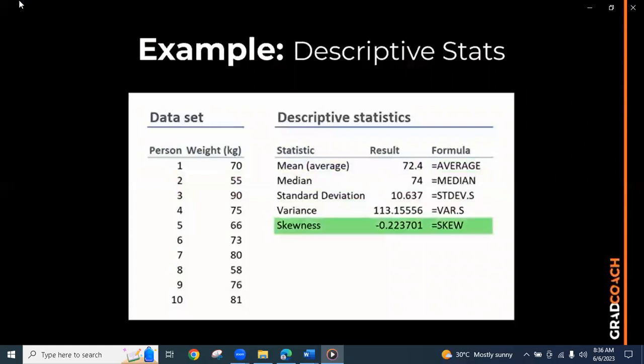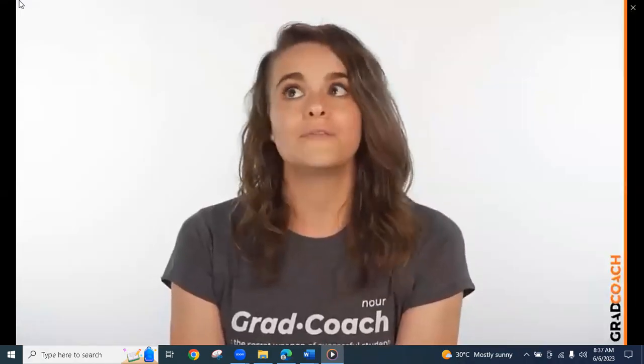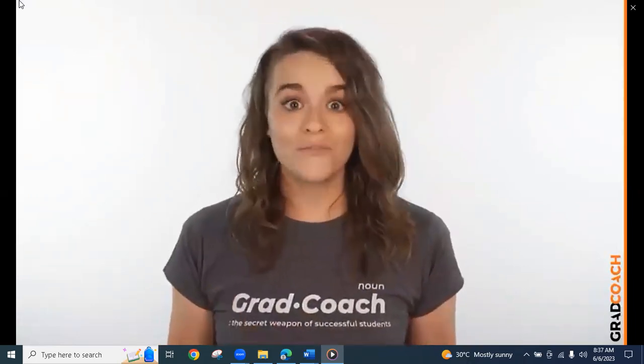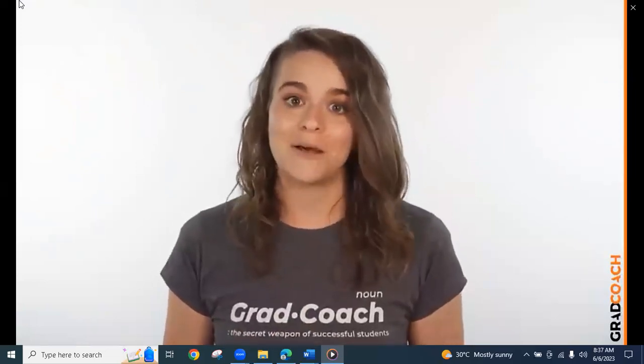And lastly, let's look at the skewness. A result of negative 0.2 tells us that the data is very slightly negatively skewed. In other words, it has a very slight lean. This makes sense since the mean and the median are only slightly different. As you can see, these descriptive statistics give us some useful insight into the data set. Of course, this is a very small data set, only 10 records, so we can't read into these statistics too much. But hopefully, this example helps you understand how these statistics play out in reality.